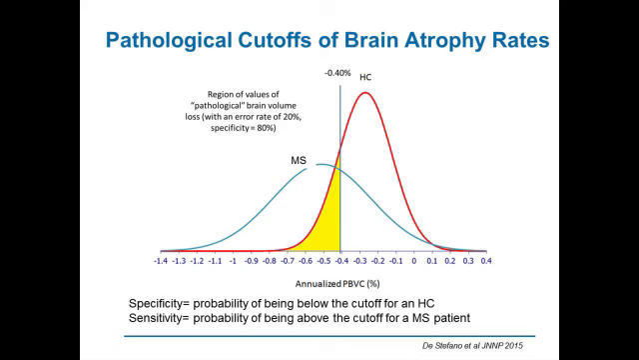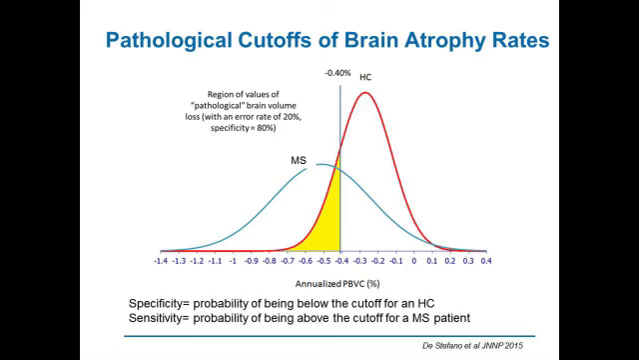As you can see, the two distributions are quite superimposed on the right side. So we have many MS patients that are in the physiological range, that do not lose too much of their brain volume. But there's a distinction on the left side, meaning that there are a few healthy controls losing tissue at a higher rate than MS patients. So we propose 0.4% per year as a possible cutoff for identifying a pathological brain volume loss.